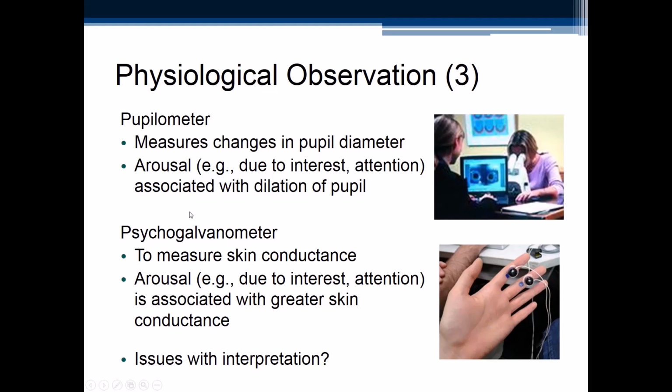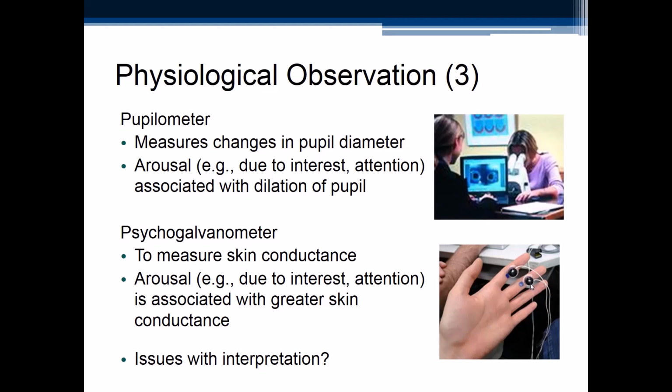A psychogalvanometer is also just termed a galvanometer, and what this measures is skin conductance, or the way in which our skin is able to conduct electrical current. A depiction of that is in this bottom image here. A researcher will place 2 electrodes on the skin, and sometimes this is on the face, just under the eye, and sometimes it's on the fingers, as you can see here. They're presented with certain images or certain types of stimuli.